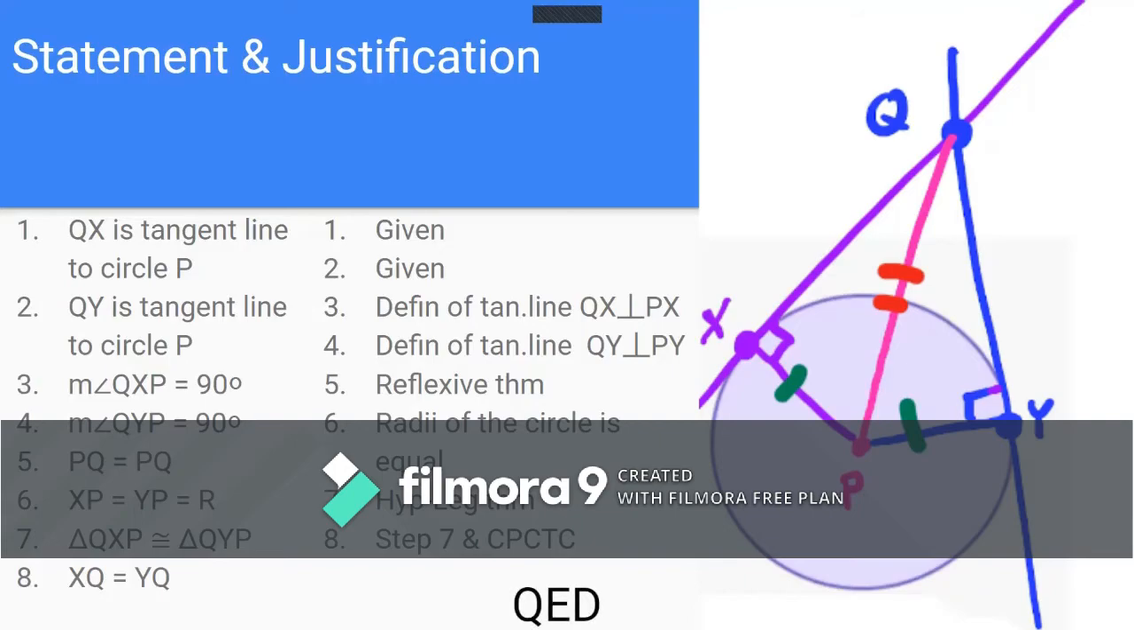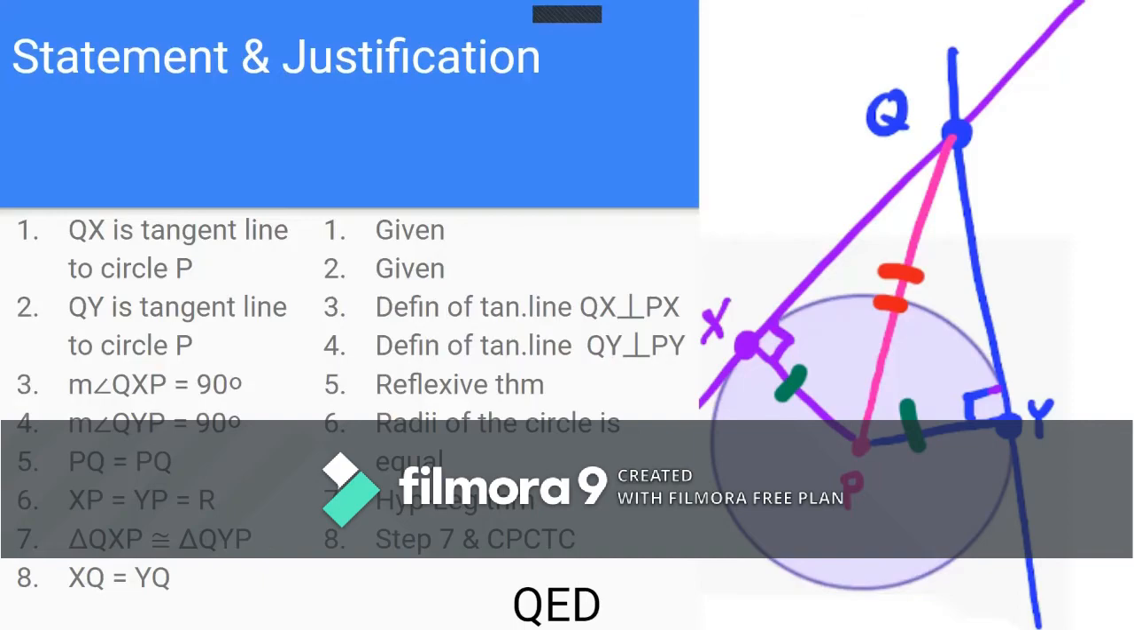Since we finished everything, we have to double check to be sure. Steps one and two make sense because of the given. Steps three and four make sense because of the definition of perpendicular lines. Step three: line QX is perpendicular to line PX. Step four: line QY is perpendicular to PY. Step five, PQ equals PQ, because of the reflexive property, of course.